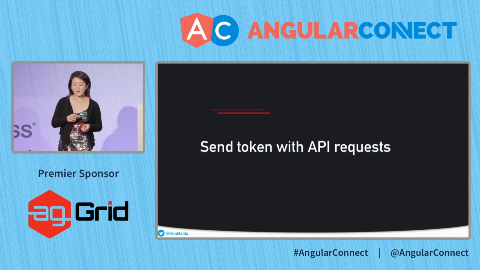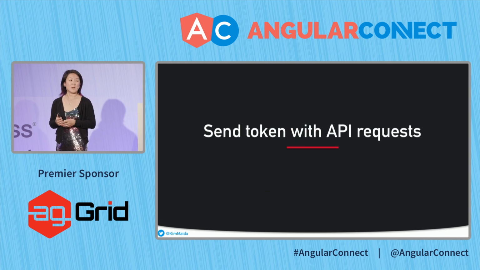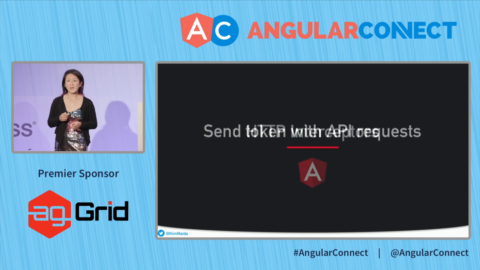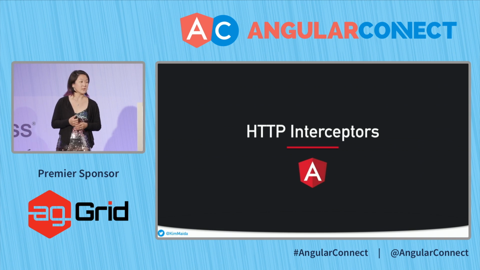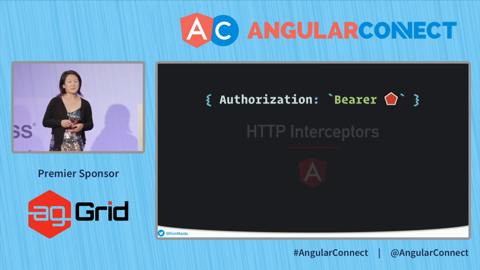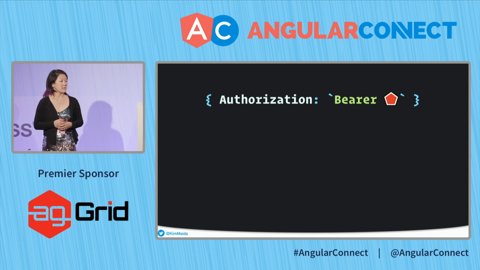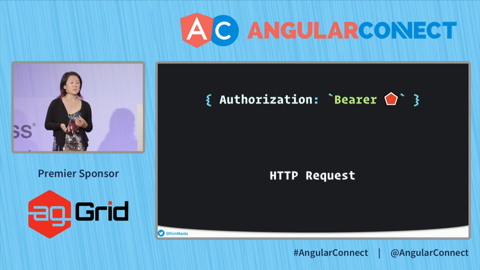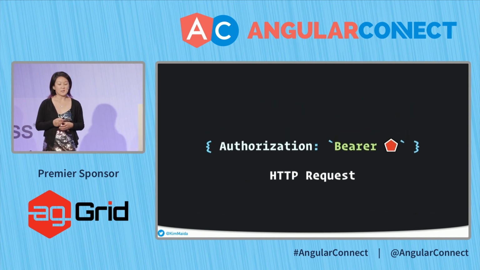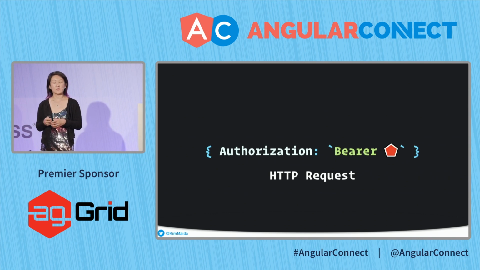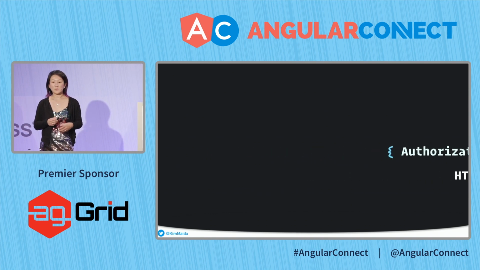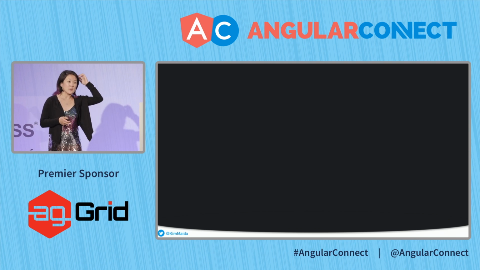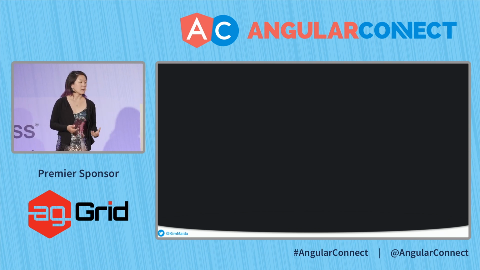Which leads us to the next item, which is sending the token with API requests. Now, we use HTTP interceptors to do this. And what these do is they transform requests or responses. So when we call our API, we can intercept requests using an interceptor service. And as we're doing that, we can attach an authorization header with the value of our token. And then we can send the whole thing on its way so that it is then authorized and the API has the token when it receives the request.